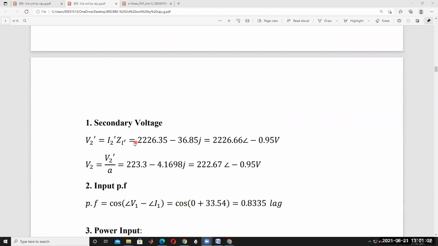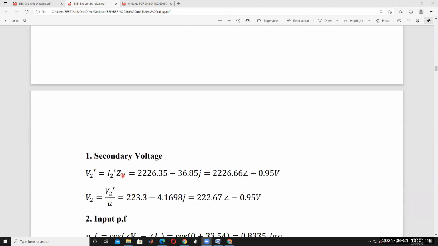The secondary side voltage V2 dash is equal to I2 dash into ZL dash. You know I2 dash and ZL dash well, since this is converted into the primary side. So I2 dash into ZL dash, then we will get this type of answer.